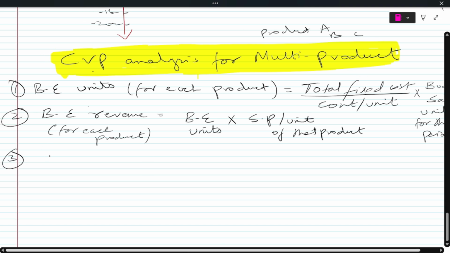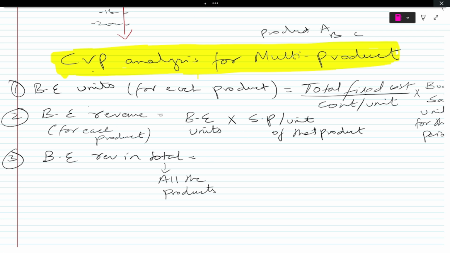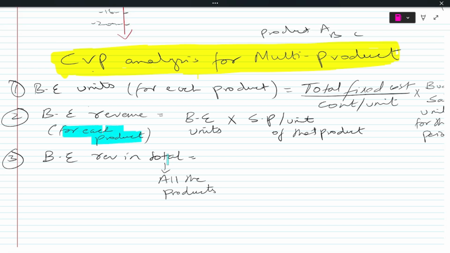So now the third formula that we have is break-even revenue in total, right? What if I need the break-even revenue in total? In total means all the products. What if I need the break-even revenue in total for all the products, not just one? This formula gives you for each product, right? See, I have written it over here also that it's for each product. But what if you need it for total?